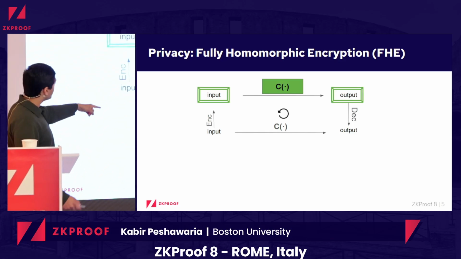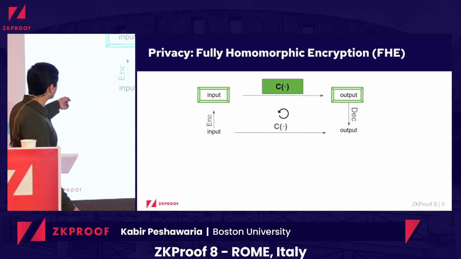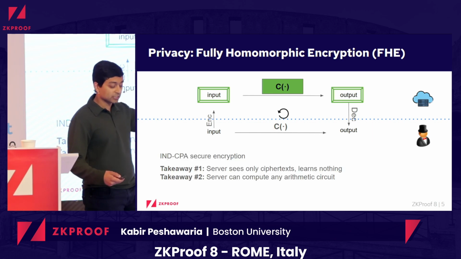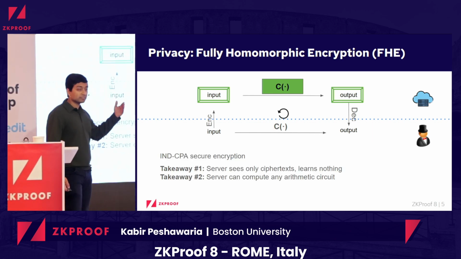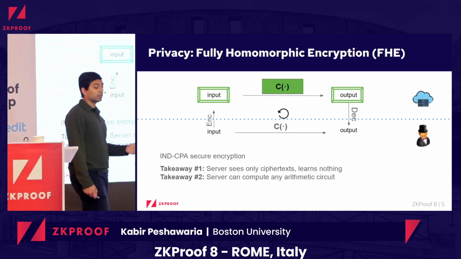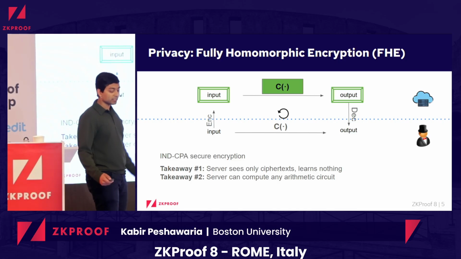This symbol here means the diagram commutes, which means that however you go from input to output, you're going to get the same result. And this dashed line shows what the cloud is actually going to see. So the takeaway is the server is only going to see ciphertext. They're not going to learn anything, but they're able to compute any arithmetic circuit they want to.